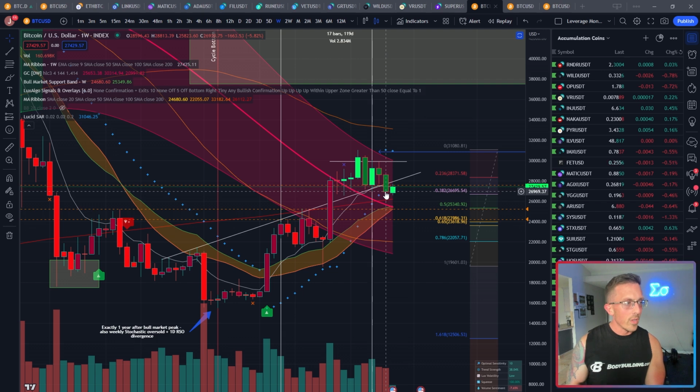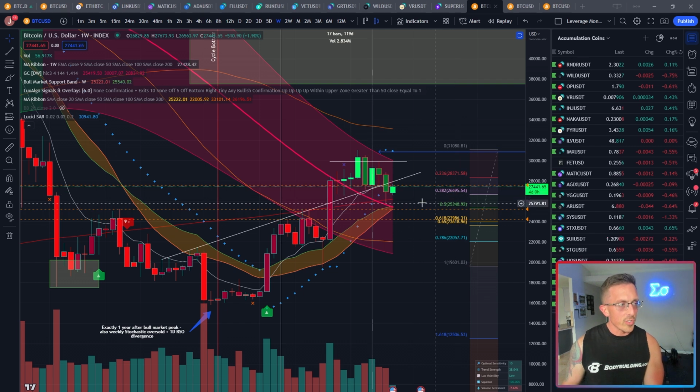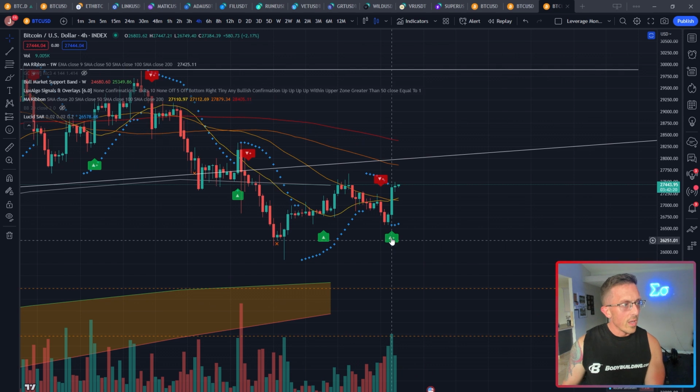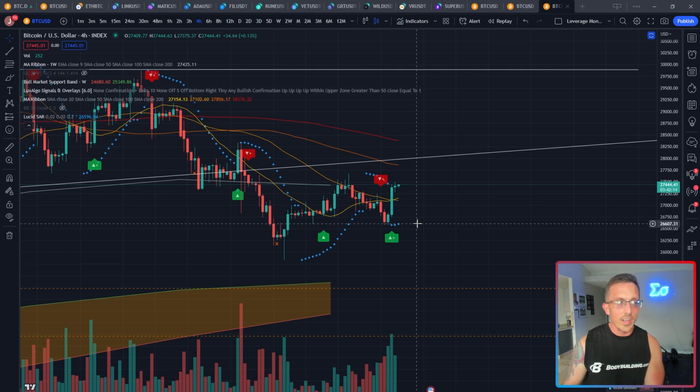This week, however, it has gone all the way down to 26.5. Actually, last week it went down to 25.8. This week it went down to 26.5 and has currently shot back up just in the last few hours. We'll go ahead and take a look at the 4-hour chart. Since 8 o'clock this morning, it's actually shot up and is now hovering just above the 9 EMA.